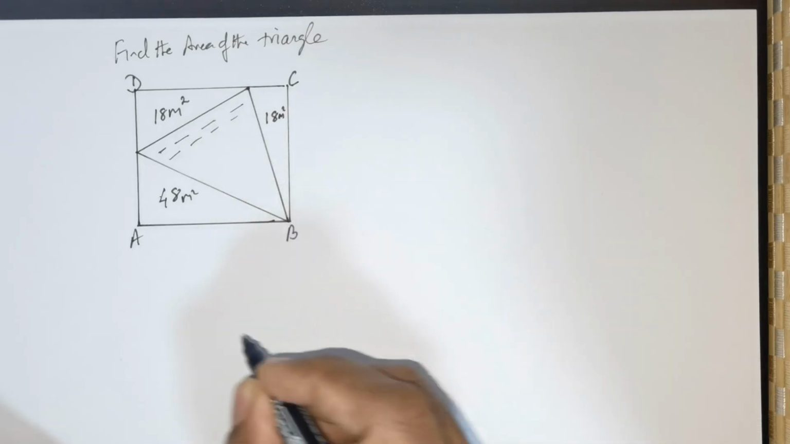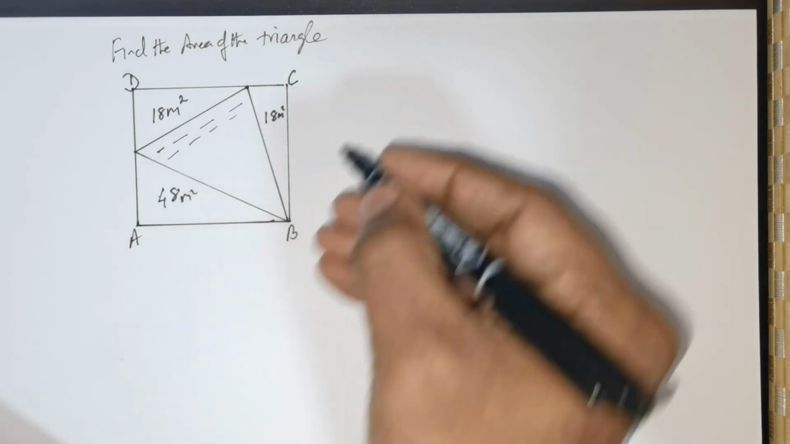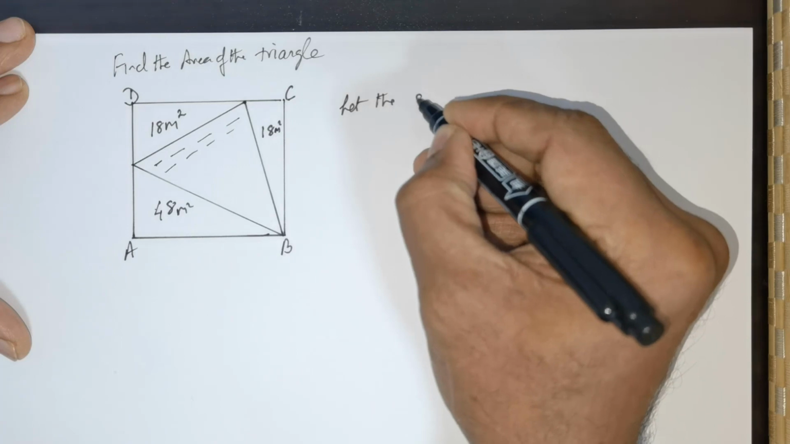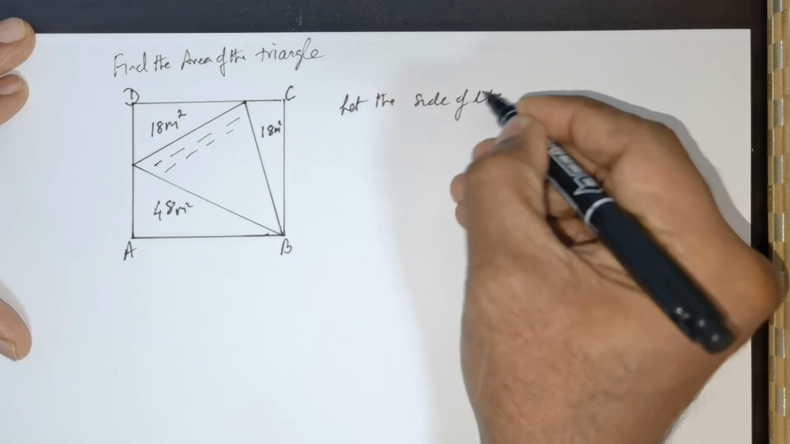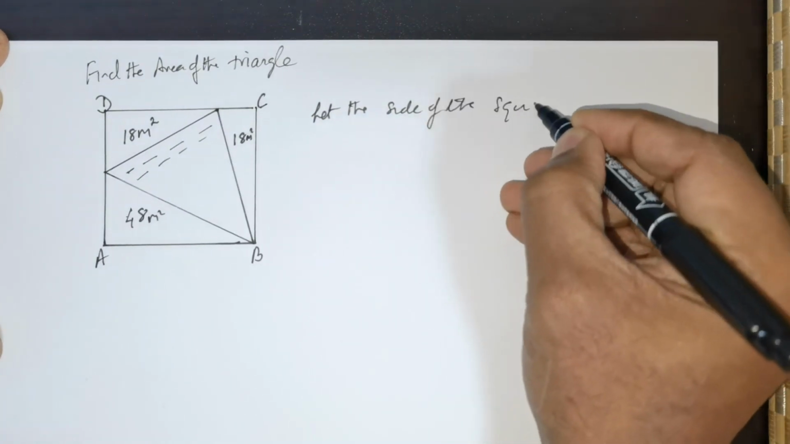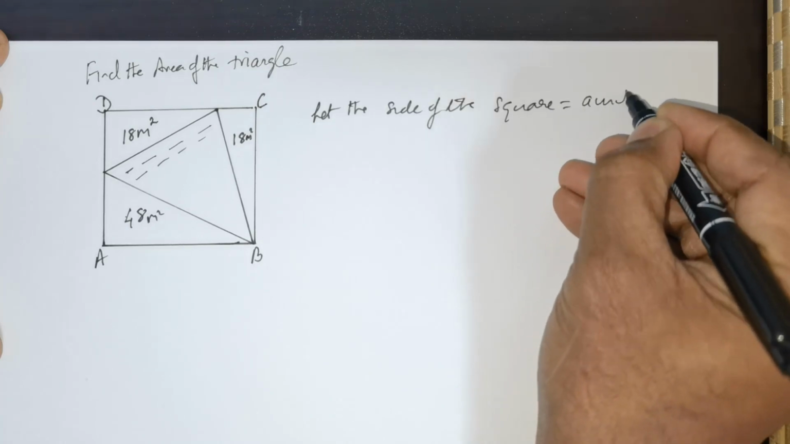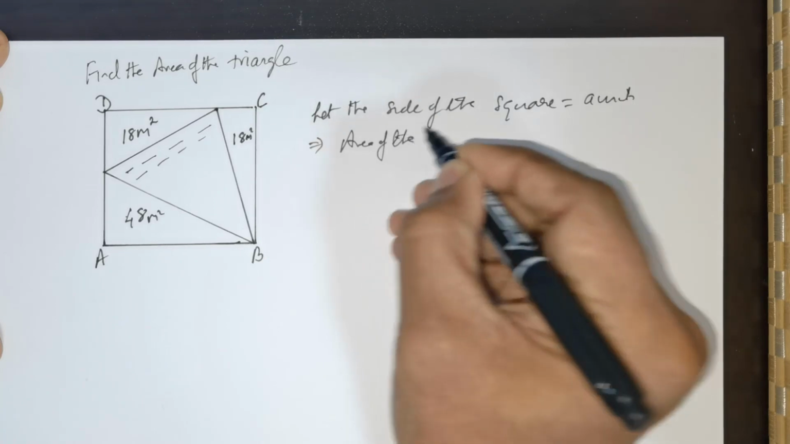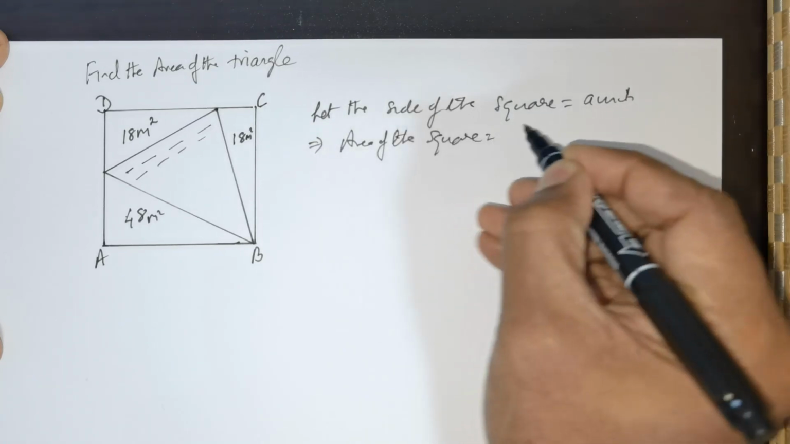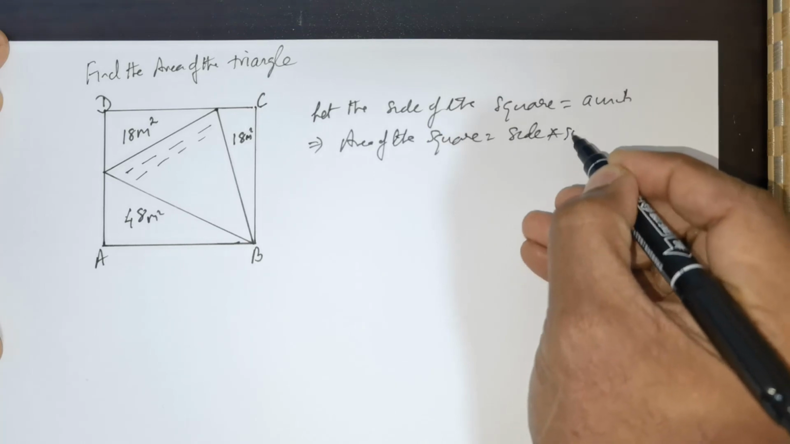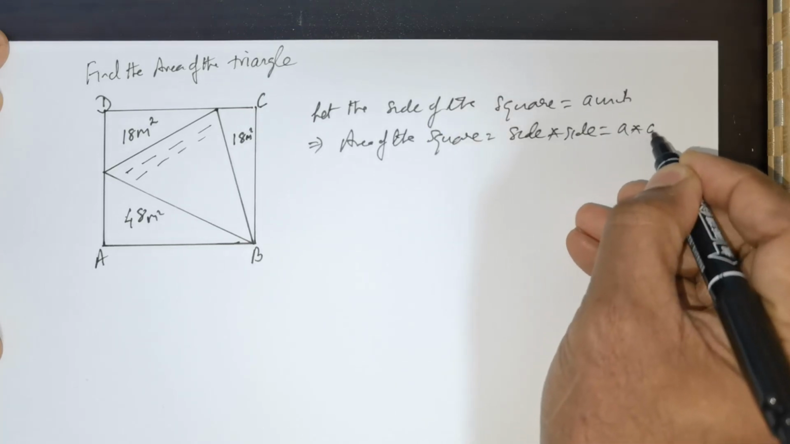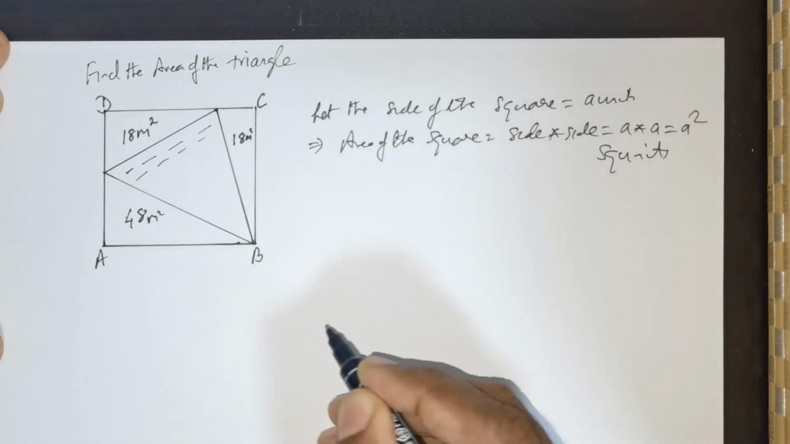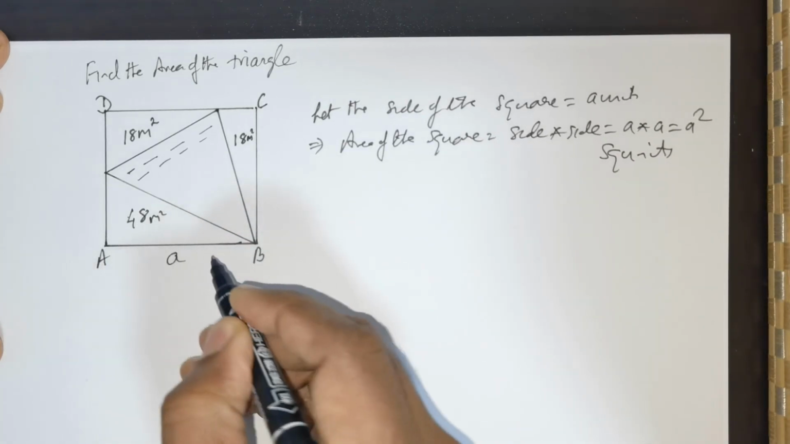Now what I wish to do is take the side of the square. Let the side of the square be equal to A units. This would mean the area of the square is side multiplied by side, A into A, which is A squared square units. So this is A.